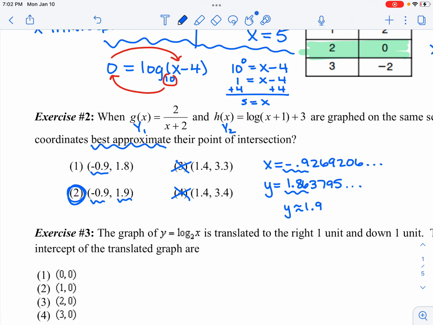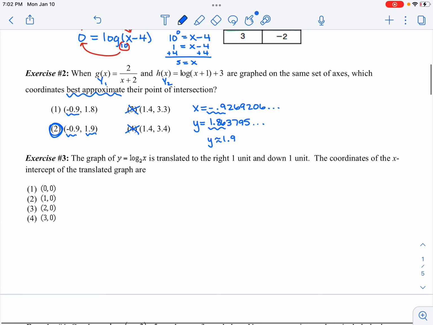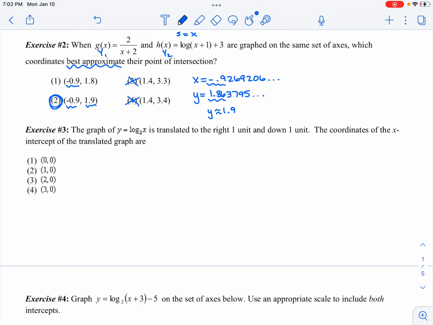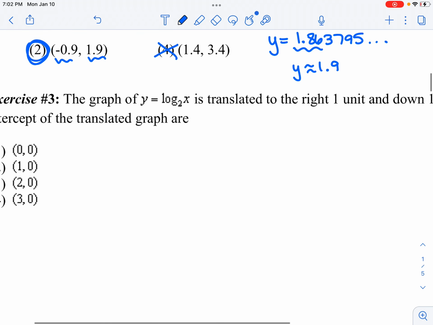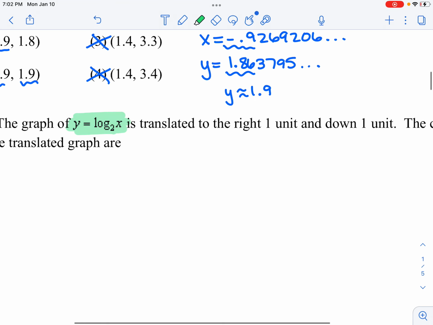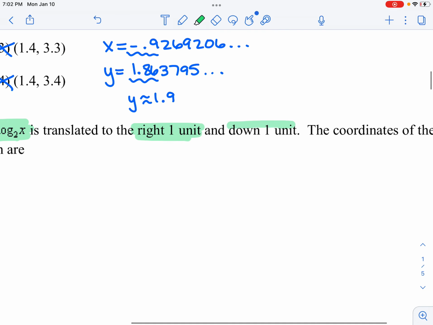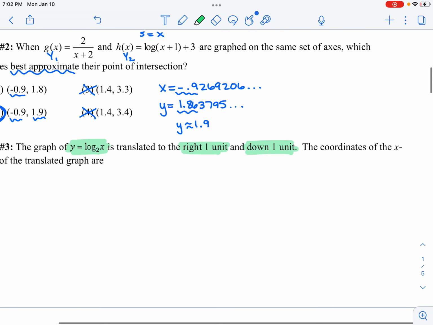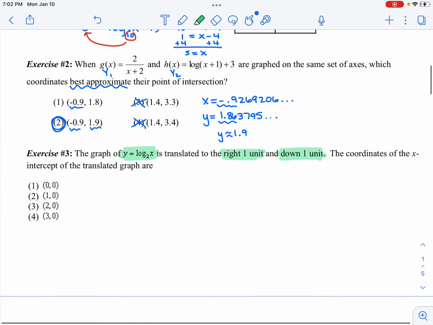Okay, let's take a look at example 3. For example 3, it gives us the graph of y equals log base 2 of x, and it's telling us it's being translated to the right 1 unit and down 1 unit. It's asking us what are the coordinates of the x-intercept of the translated graph. So the x-intercept of this new graph. So let's write this equation.